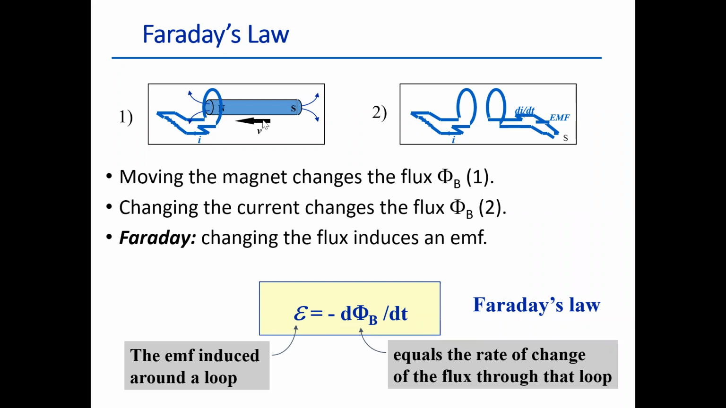So in case of Faraday's law, moving the magnet changes the flux in one of the coils, and that can be called psi B. Changing the current changes the flux also. So whether you're moving the magnet or you're changing the current, in both cases, the magnetic flux will change.